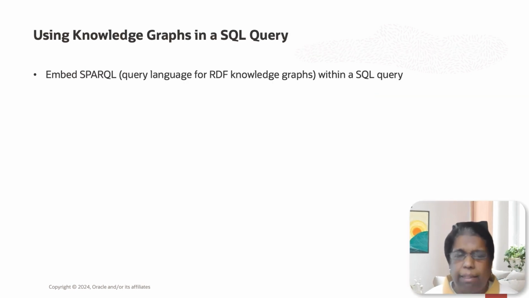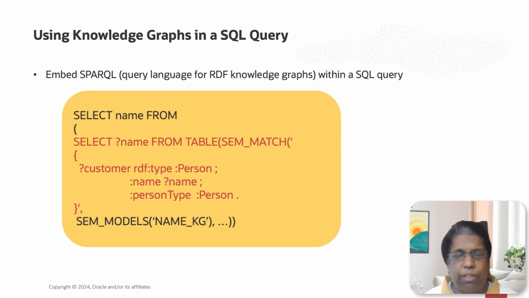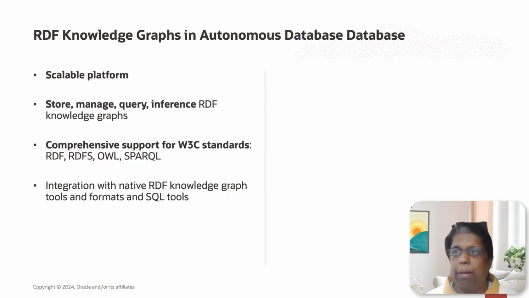So the key innovation that we have that's available in Autonomous Database is the ability to query these knowledge graphs from within a SQL query. So the standard also includes the ability to query knowledge graphs. There's a particular syntax for doing so that you can see in red here. And you can embed such a query within a SQL query. So any SQL query can consult an ontology to get more context about a particular data element. And that is one of the really cool things we have as part of Autonomous Database.